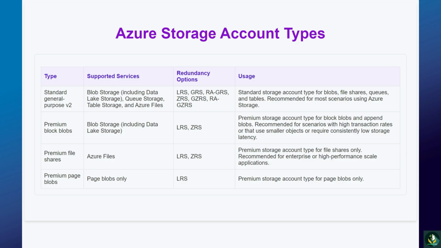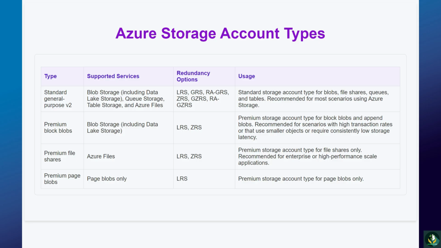The Premium File Shares account is specifically designed for file storage workloads. It's the go-to choice for enterprise applications or any scenario requiring high-performance file shares. This account type supports both Server Message Block (SMB) and Network File System (NFS) protocols, making it versatile for various file-based applications. Lastly, the Premium Page Blobs account is a specialized storage type for page blobs only. Page blobs are optimized for random read and write operations, making them suitable for scenarios like virtual machine disks.